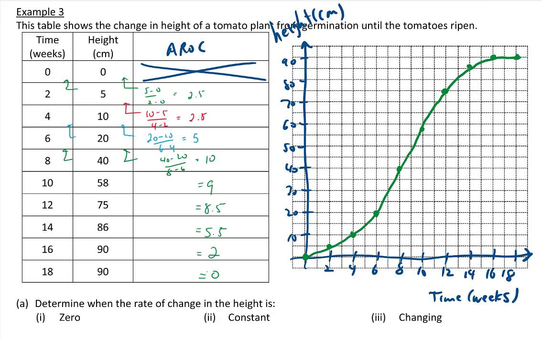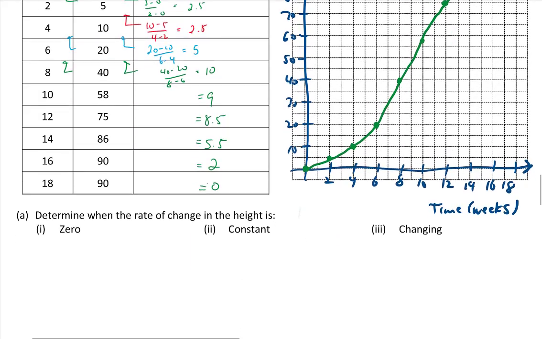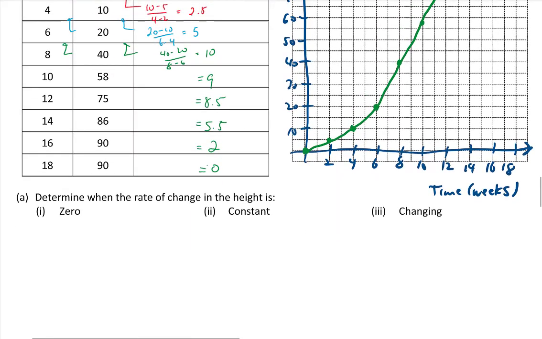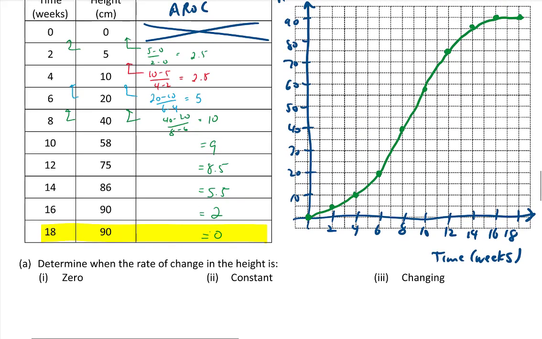All right, now with the table complete and the graph complete, let's answer the following questions. So first one, determine when the rate of change in height is equal to 0. So we can see in the table the rate of change of height is equal to 0 when we're going from 16 to 18. So that's right here, where we have a horizontal line.